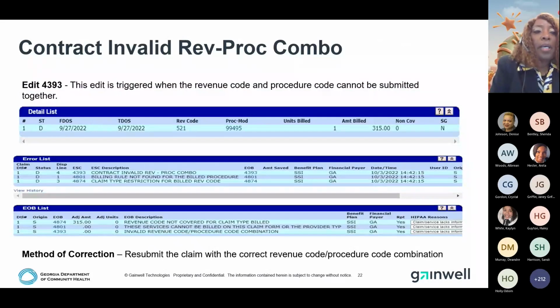The next thing I want to talk about pertains to contract invalid rev code procedure code combination. This edit is triggered when the revenue code and the procedure code cannot be submitted together. So some providers think that this means that these rev codes and/or procedure codes are not valid. However, they are. Both of them can be valid. The denial edit is telling you that they cannot be billed together. That's why you see the combination that shows there. Okay, so you see your edit codes.